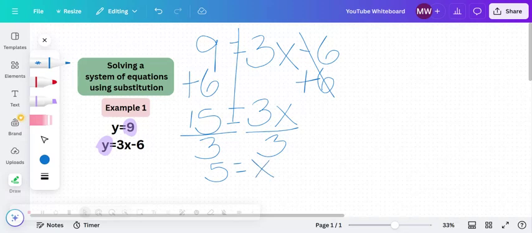So for a system of equations, we're going to write our answer as an ordered pair, x and y. So we just figured out that x is 5. Now the nice thing about this example, we started off with an easy one. My first equation tells me what y is. I don't have to do any extra work to figure out y. It already tells me y is 9. So that's my final answer. x equals 5 and y equals 9.